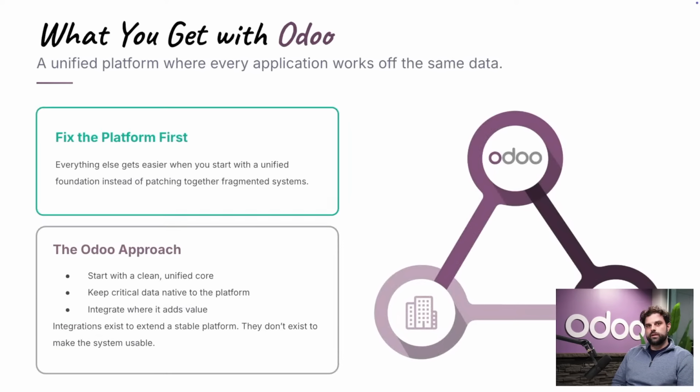So how Odoo aims to solve that problem. First, we try to fix the platform. Rather than trying to solve the symptoms of the issue, we try to solve the core issue itself, which typically comes from not having something that's fully unified. So with Odoo, we like to start with a clean, unified core where all of your data lives. Keep your business critical data, including products and customers, native into one platform, and integrate only where it adds value. And this is an important point because typically businesses look at integration as a strategic approach rather than what it should be, which is something to add value into an already stable program.